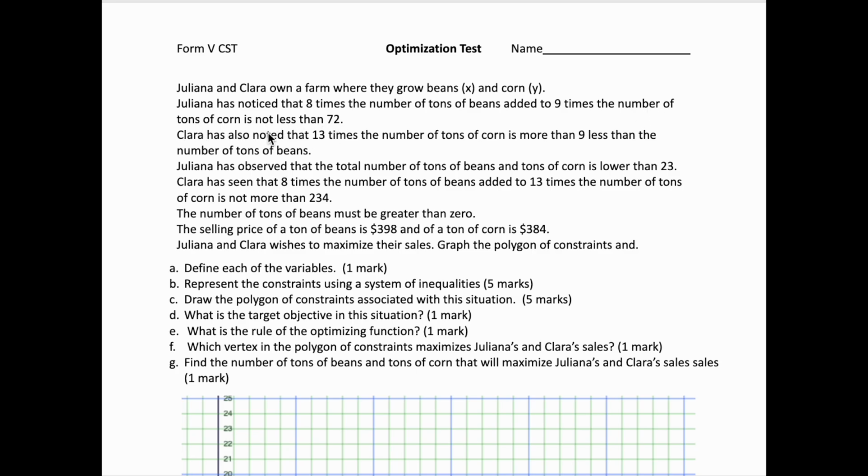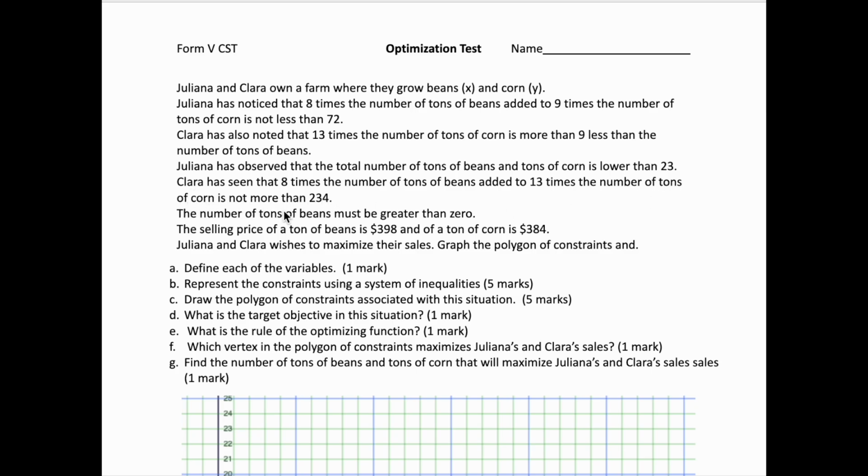Clara has also noted that 13 times the number of tons of corn is more than 9 less than the number of tons of beans. Juliana has observed that the total number of tons of beans and tons of corn is lower than 23. Clara has seen that 8 times the number of tons of beans added to 13 times the number of tons of corn is not more than 234.